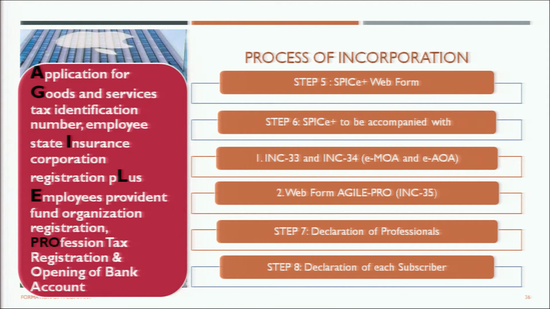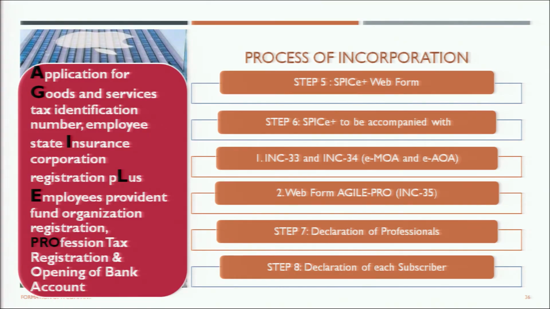Along with INC 33 and 34, a web form AGILE Pro, which is also known as INC 35, has to be attached to the SPICe Plus form. And the AGILE, if you can see in the red box, you can see the black highlighted words AGILE Pro. This AGILE Pro stands for Application for Goods and Services Tax Identification Number, Employee State Insurance Corporation Registration, plus Employees Provident Fund Organization Registration, and lastly Profession Tax Registration and opening of the bank account.